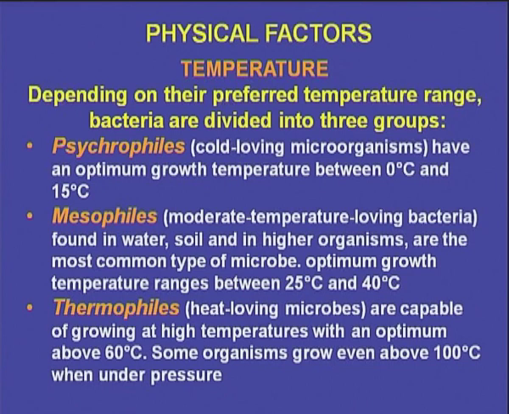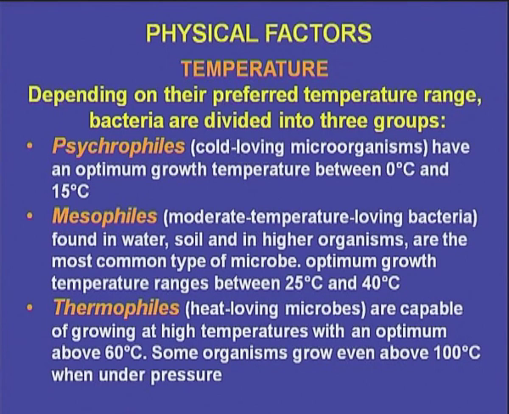First, we take up the temperature. Depending on the preferred temperature range, bacteria are divided into three groups. They are psychrophiles, mesophiles and thermophiles. Psychrophiles are cold loving microorganisms having an optimum growth temperature between 0 degree centigrade and 15 degree centigrade.